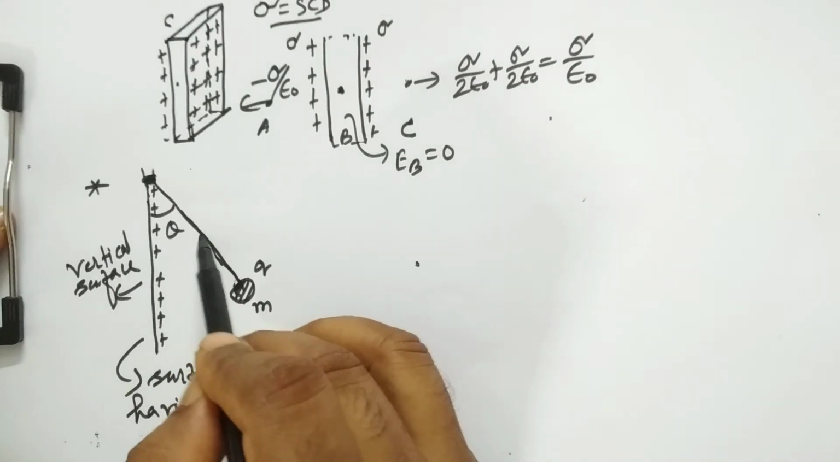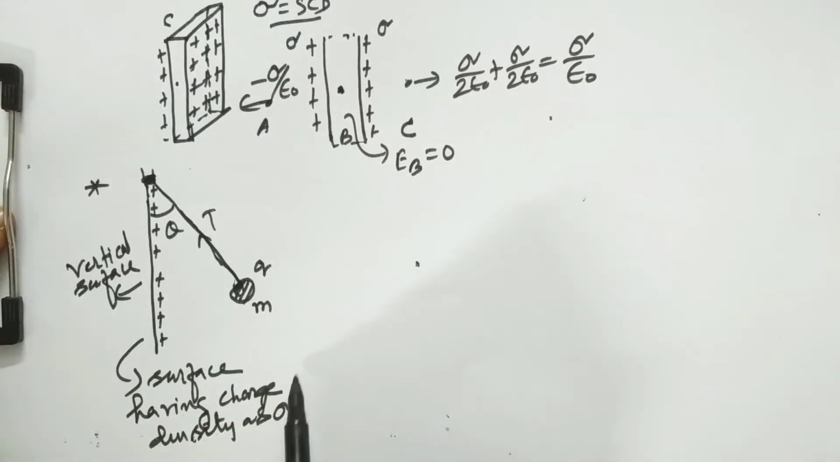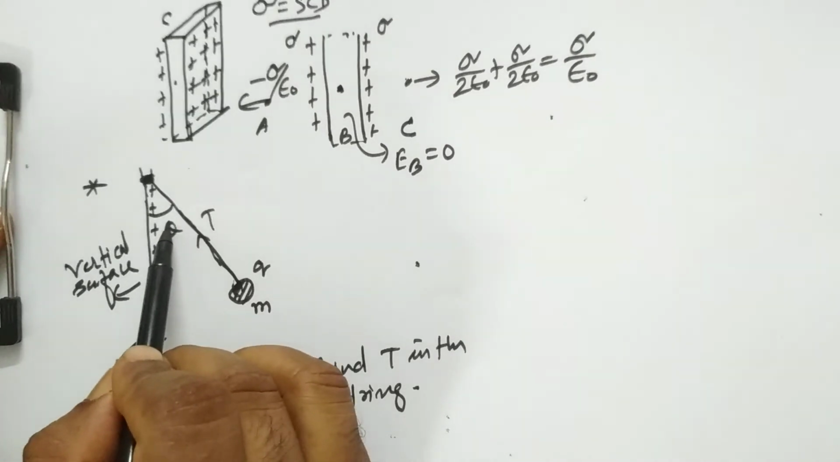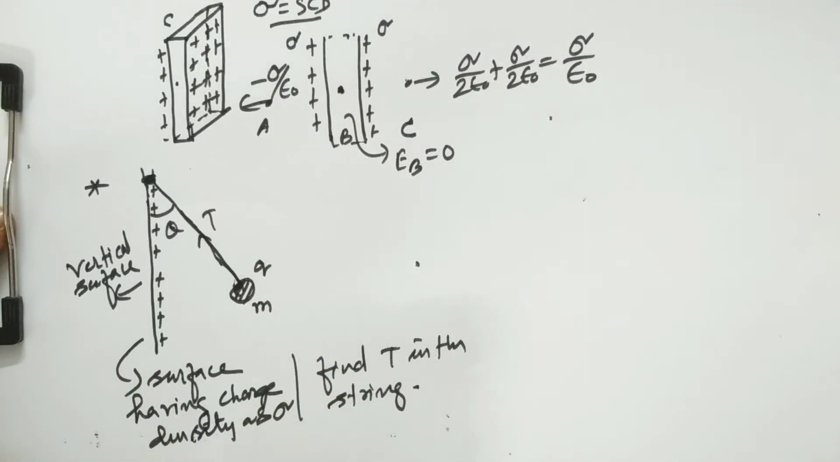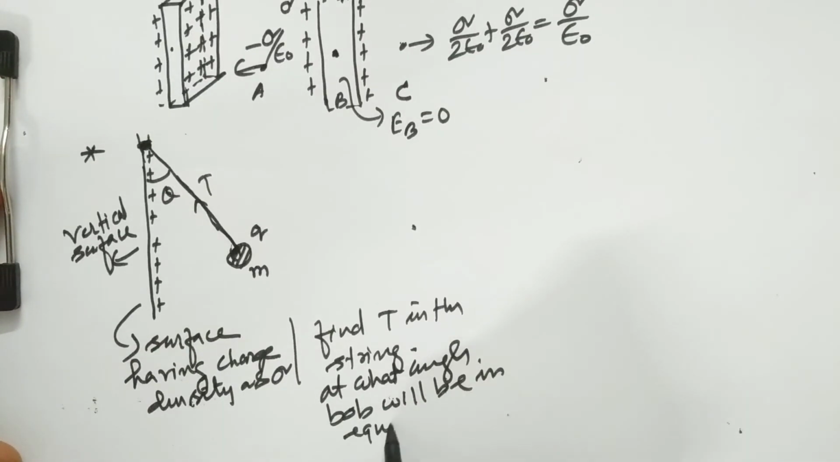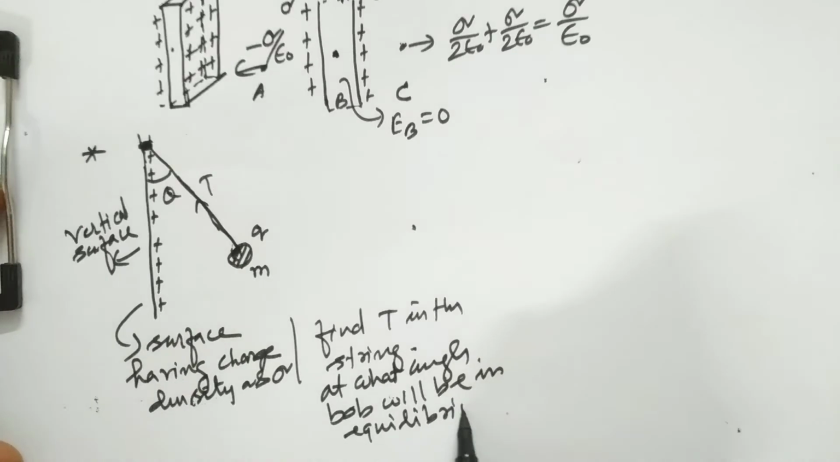You have to find out the tension in the string. Or you have to find out at what angle the bob will remain in equilibrium.